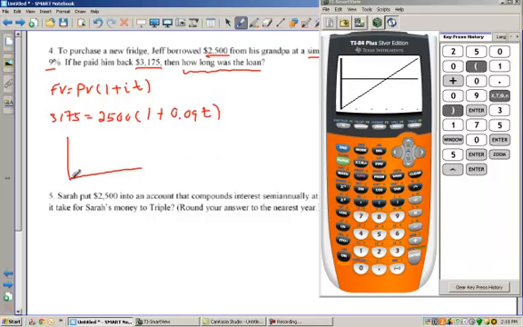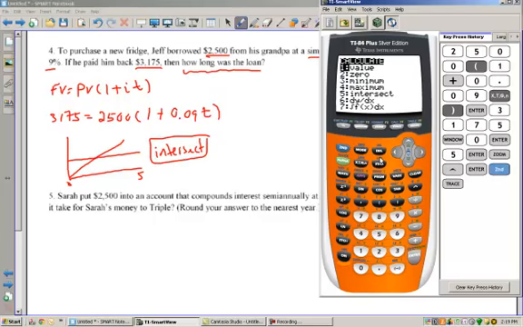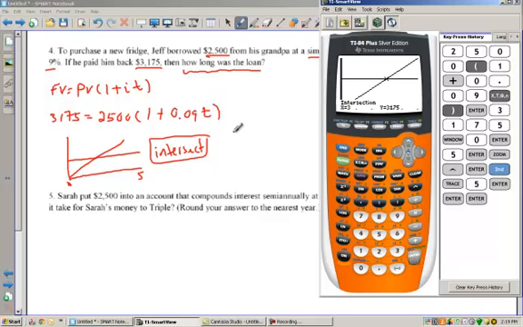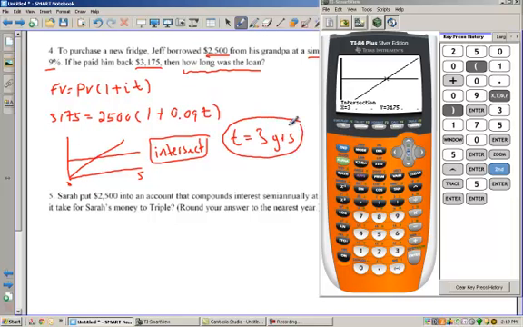Let's draw the picture. I went from 0 to 5, and we can do intersect. So second, trace, intersect, 1, 2, 3, and out pops the answer. T is equal to 3 years. Right, let's look at the next problem.